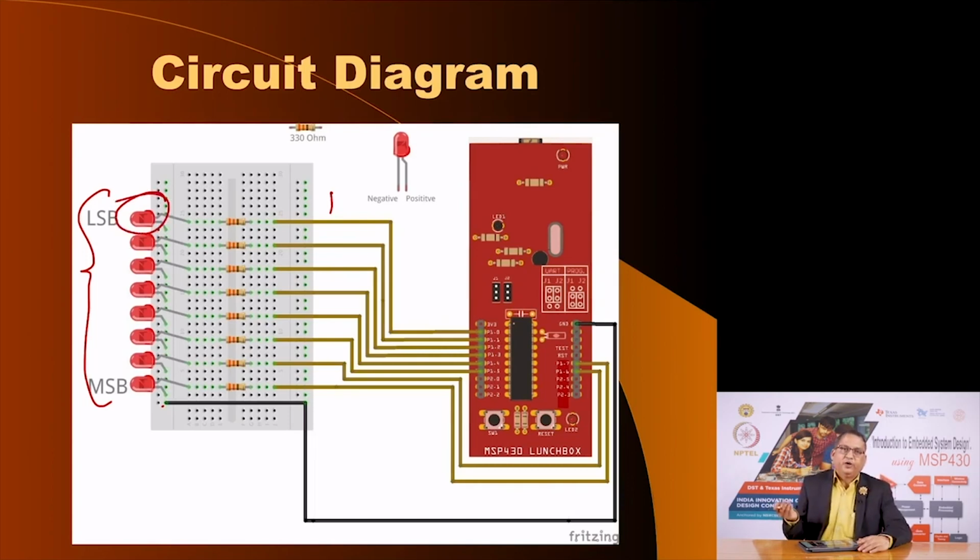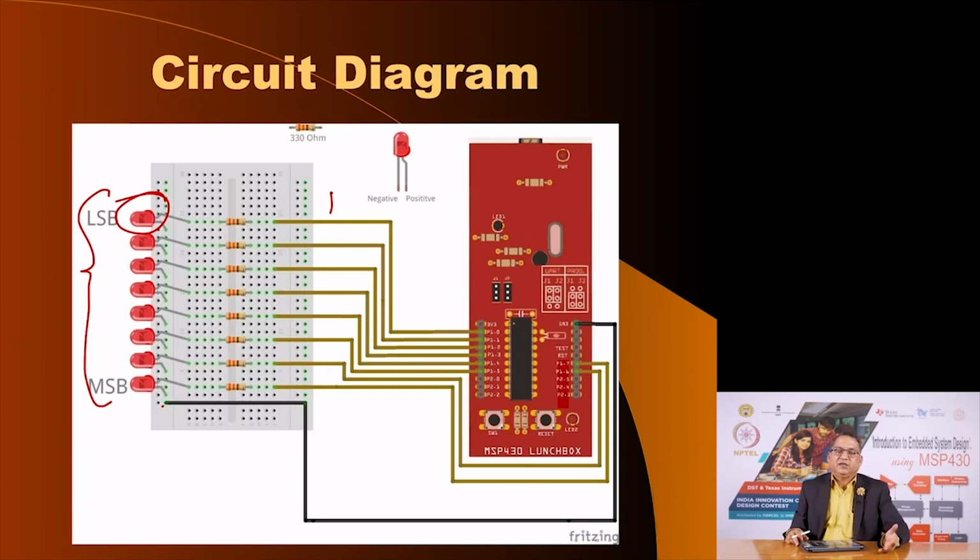Now, we are going to have an internal counter which will count from 0 to 255. When the value is 0, all the LEDs will be off. When it is 1, one LED will be on. When it is 2, the first LED will turn off, the second will turn on, and so on and so forth. So, you are going to see the counter value in binary form.